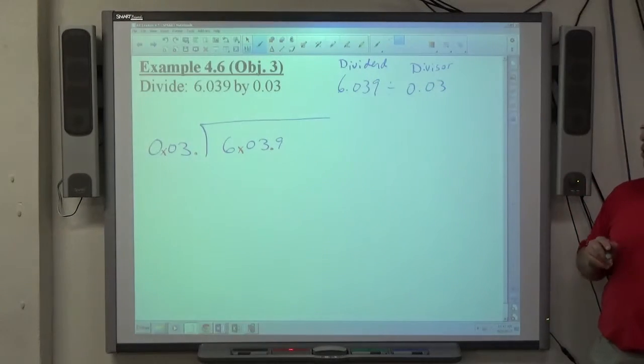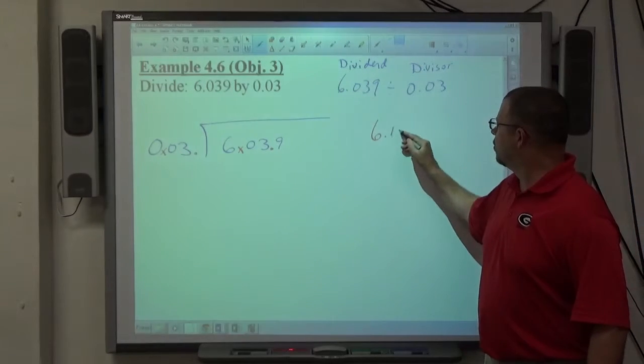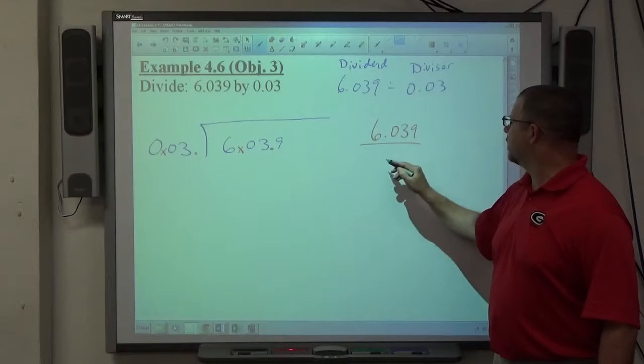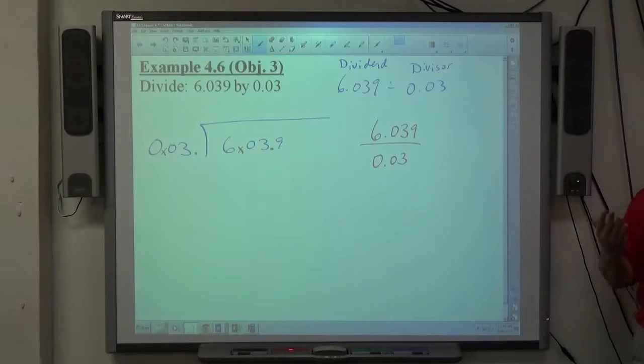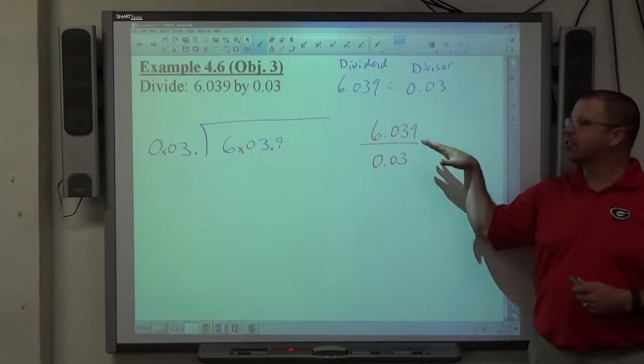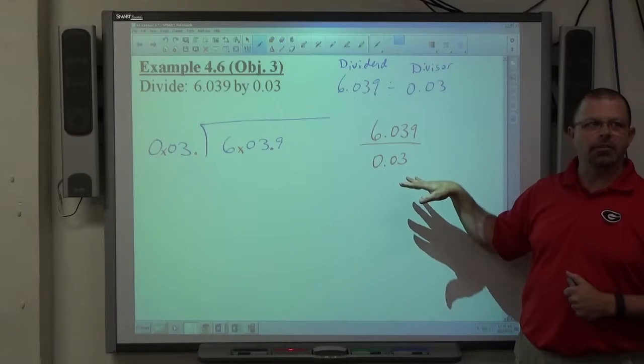All right? Let me show you why that happens and why you can do that, because some people just do things blindly and don't know why anything happens. We all know about fractions, right? Division is like a fraction. The first number is like the top of the fraction. The second number is like the bottom of a fraction.